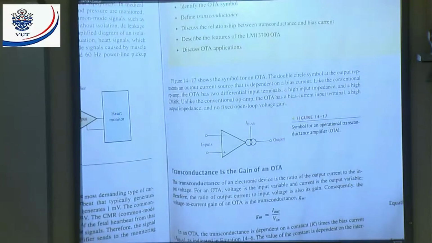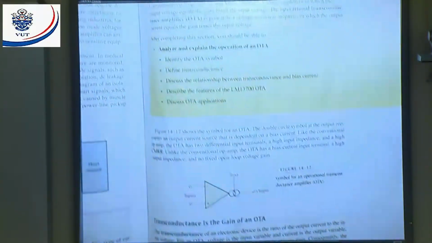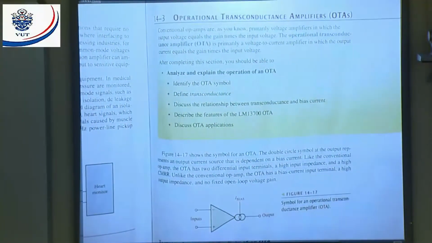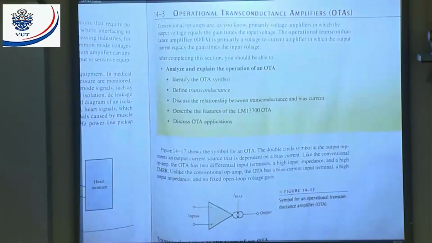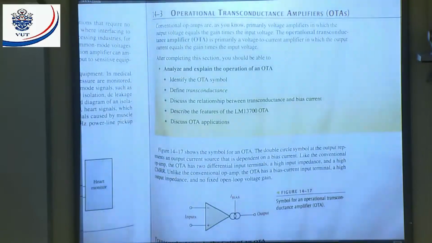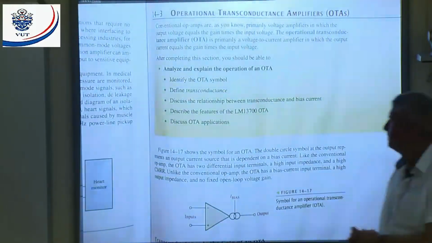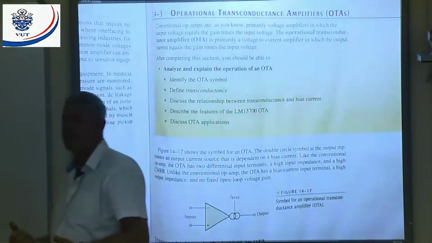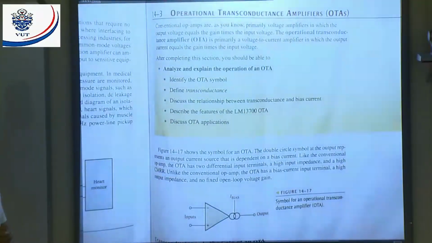The next part, 14.3, we have now finished with 14.2. We're going to look at 14.3, the operational transconductance amplifier, OTAs. Now, what is an OTA? What does it do? It's an amplifier, all right?